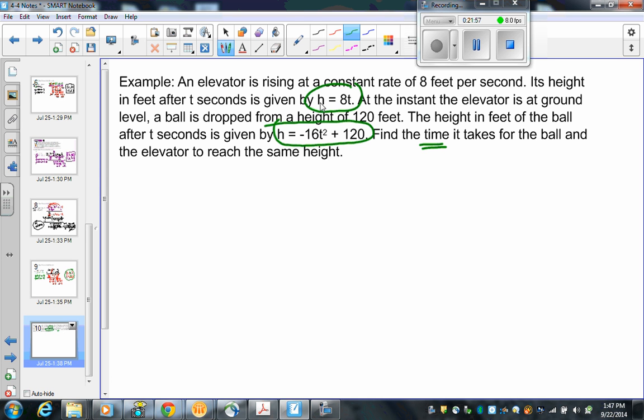So we have these two equations, one linear, one quadratic. They're both solved for h, so hopefully you identified the best method to use would be the substitution method, setting our two equations equal to each other. Once you set these two equations equal to each other, I want you to solve for t. Hit pause and do that now.